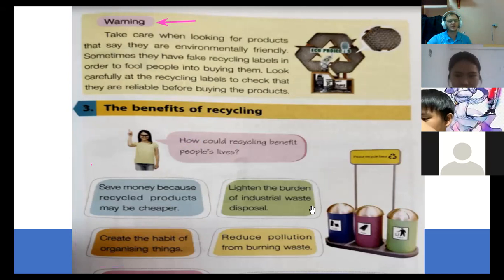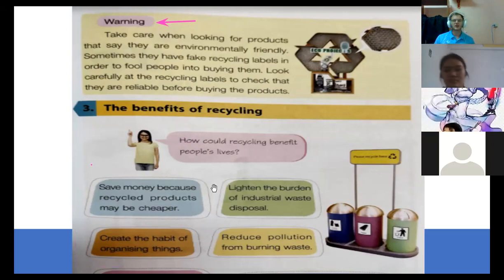So lightening the burden of industrial disposable waste means that factories in big cities like Bangkok and Chiang Mai have a lot of factories. And these factories create a lot of waste pollution. That's why in Bangkok the air is so dirty, because of all the pollution. So recycling can help to make the pollution a little bit less.